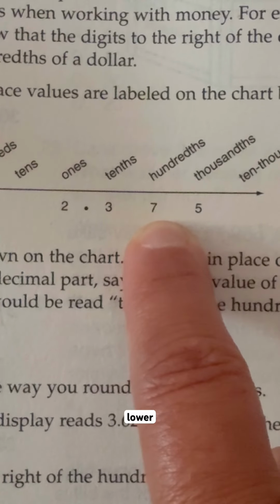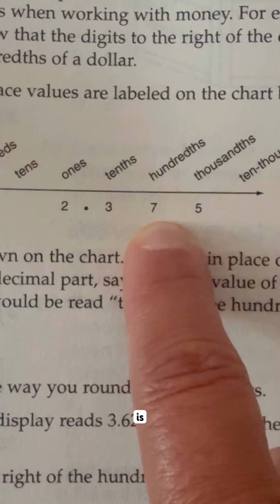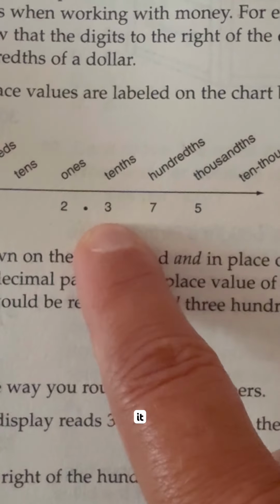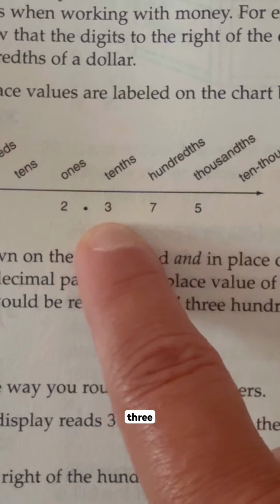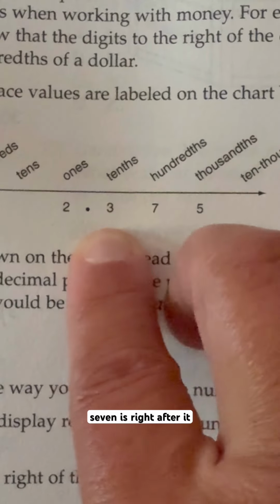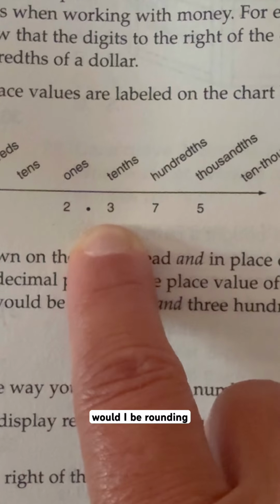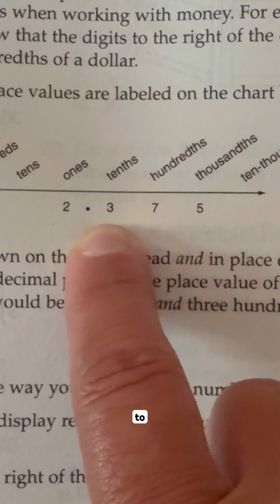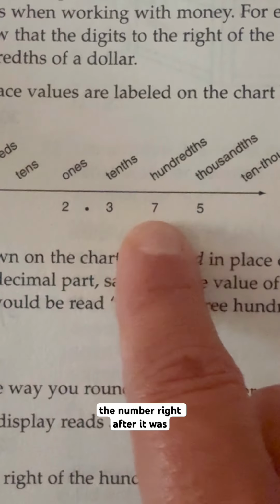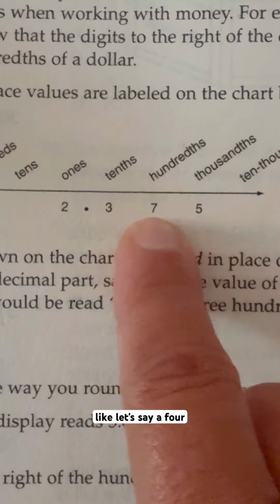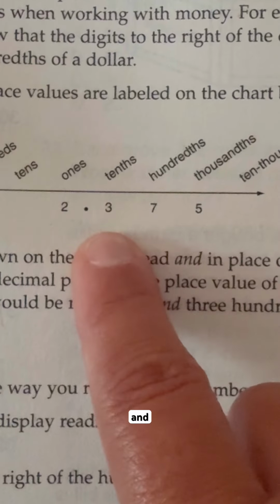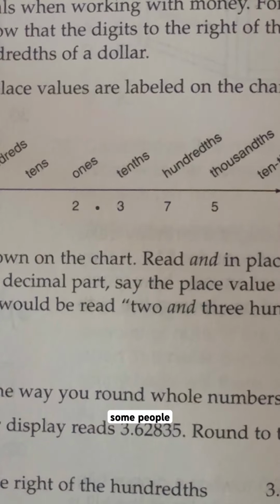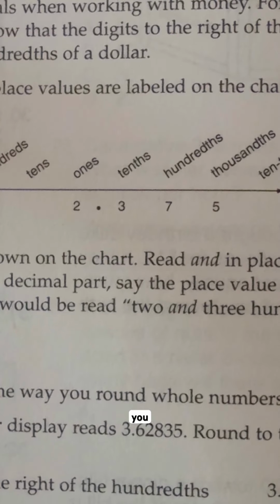If it's anything lower than 5, then I'm going to keep it the way that it is. So again, nothing's being affected, the numbers before it. But here I would be looking at this 3 and I would be saying, okay, well, 7 is right after it. So would I be rounding it up because it's over 5? The answer would be yes. So this would be rounded to 0.4. If the number right after it was, let's say, a 4, then I would put 2.3 and leave it just like that. So rounding is a really tricky thing for some people. So hopefully that helps you understand that.